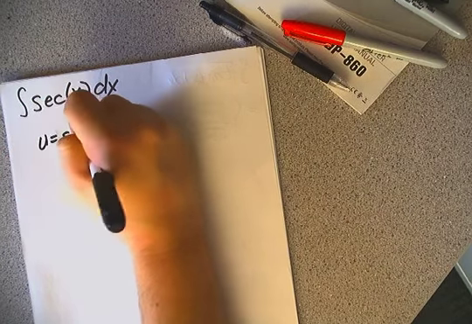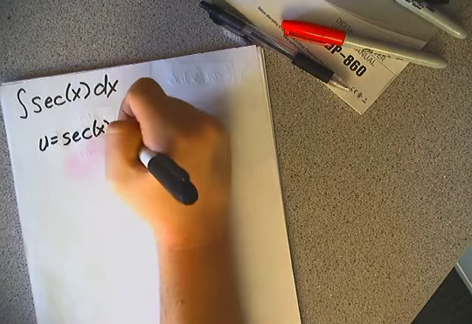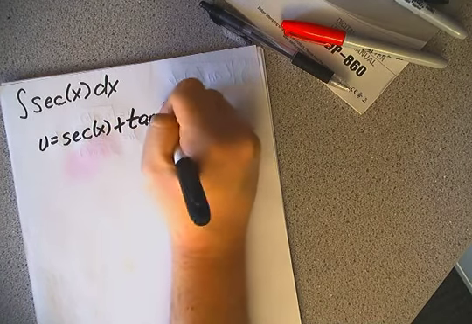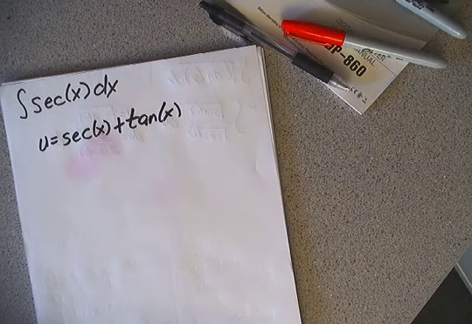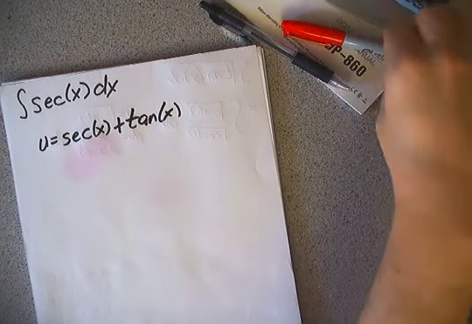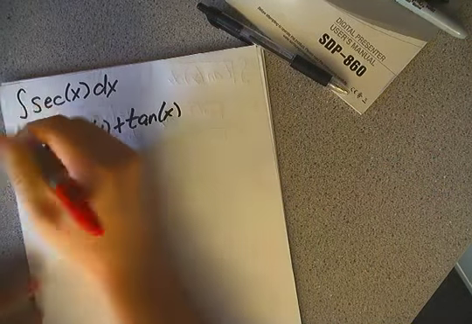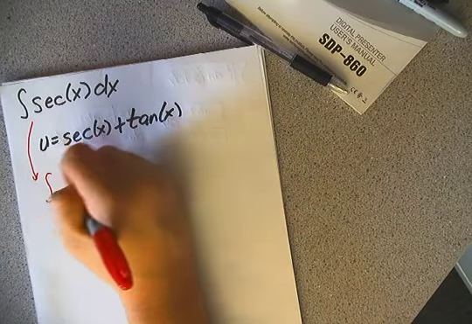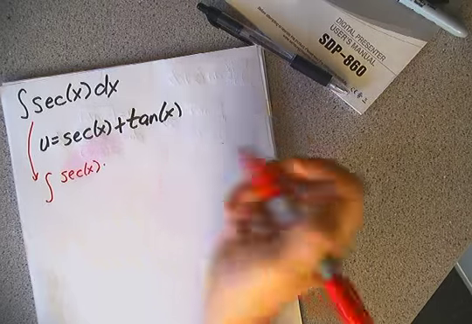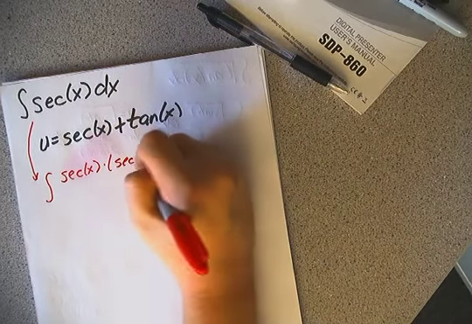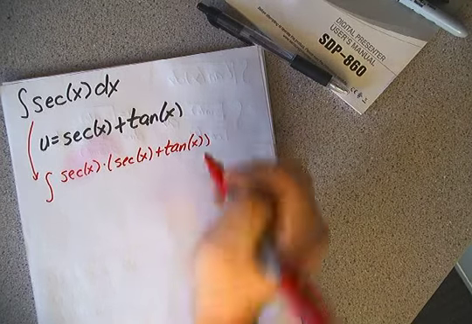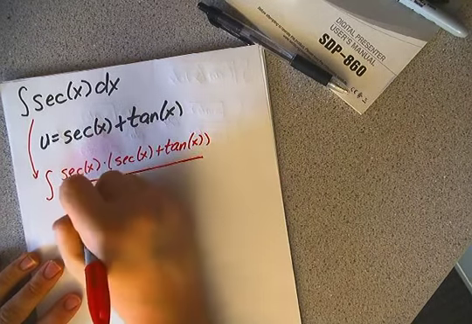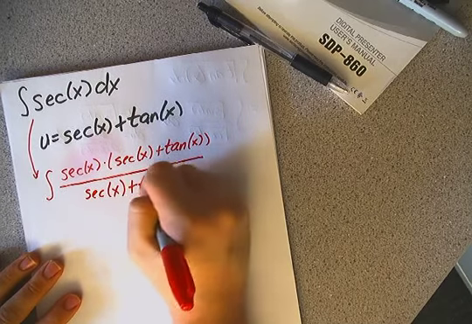They go ahead and say, okay, we're going to let u equal secant of x plus tangent of x. Which is a little weird because we don't have a secant of x plus tangent of x. But what we can do is that we can make one. So we can take this, and I can rewrite this as the integral of secant of x. And so what I can do is I can multiply by secant of x plus tangent of x. And then, of course, I also have to divide by secant of x plus tangent of x.